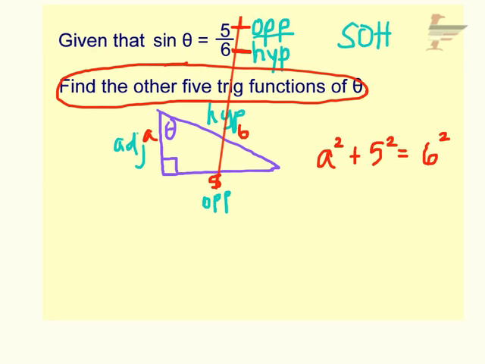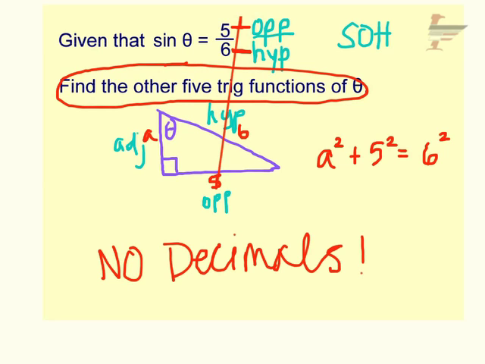Just a heads up on these, when you do your 6 trig functions, you cannot have any decimal answers. So we're working with radicals, and if you're doing Pythagorean Theorem, you may be taking a square root, and then you'll have to reduce a radical and rationalize denominators and all that fun stuff. So there's a couple videos just to review those skills for you in tonight's homework as well.